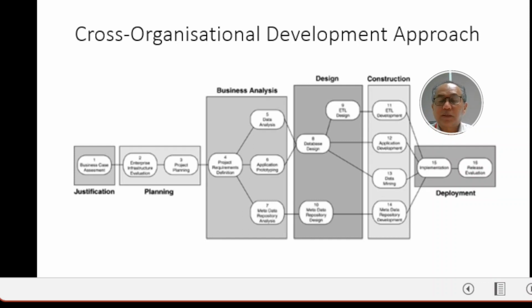And then we will do the ETL, extract, transform, load development, application development, data mining. So how we will mine the data, and metadata repository development, and then we will implement the system. From time to time we will have release evaluation, meaning that we have version 1 and then we upgrade and then we have version 2 and so on. So continuously we will upgrade the system depending on the business analysis and opportunity that arise, and what kind of strategic information that we require.